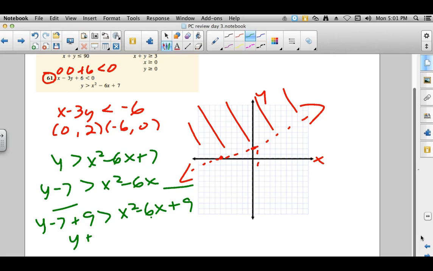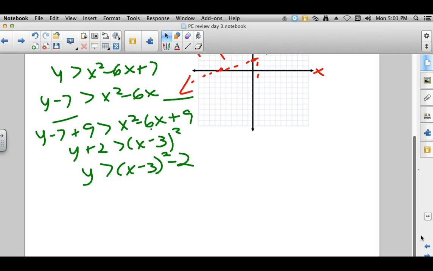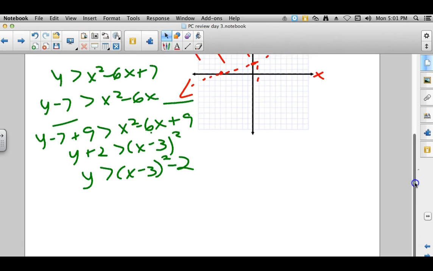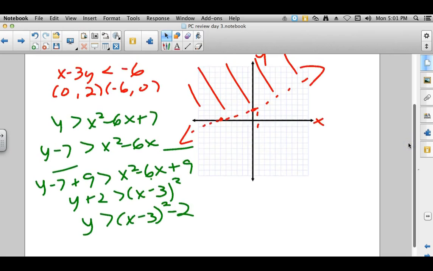That will give us y plus 2 is greater than x minus 3, the quantity squared, from that perfect square trinomial, and then we're going to subtract 2. So we have y is greater than x minus 3, the quantity squared, minus 2. That means our vertex, with our x minus h plus k, is at 3, -2.